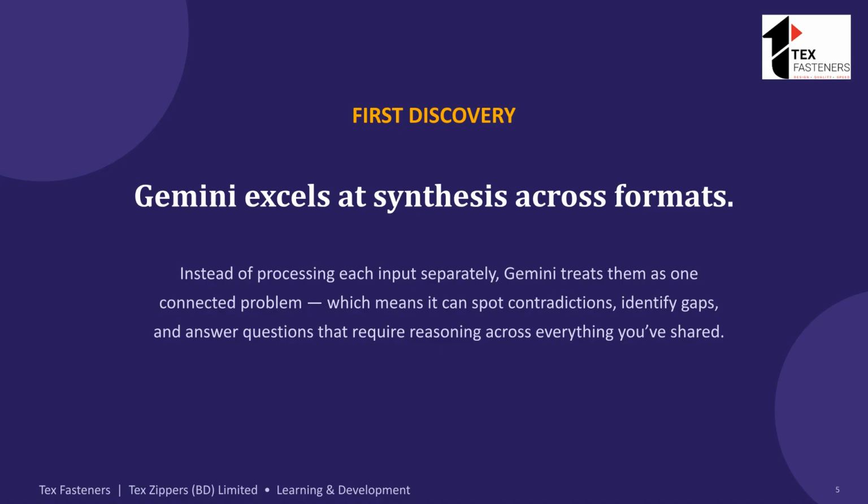Here is the first important discovery. Gemini does not have to treat every input separately. Instead, it can treat multiple inputs as one connected problem. That means it can compare information across different sources, identify contradictions, find gaps, and answer questions that require reasoning across everything you have shared. This is especially useful when your information is scattered across different files and formats. The key idea is simple. Give Gemini the relevant information and let it help you see the bigger picture.